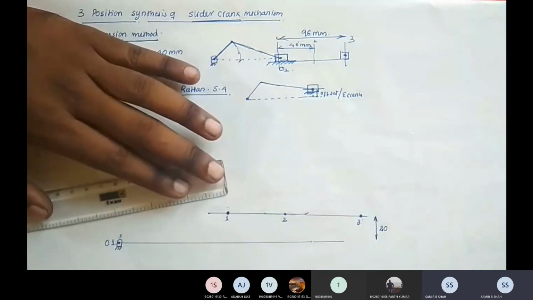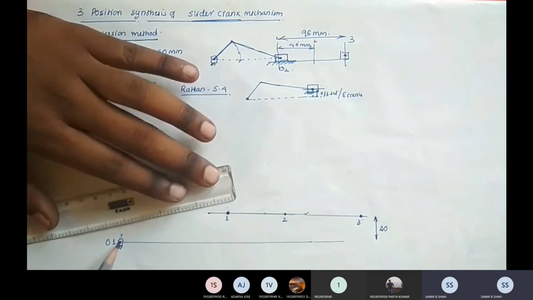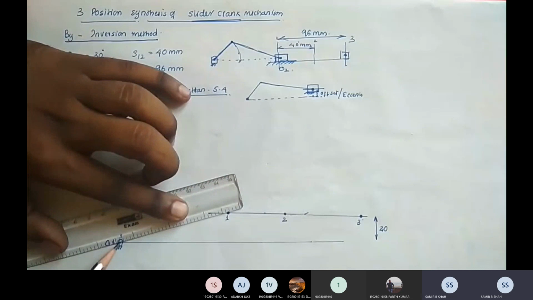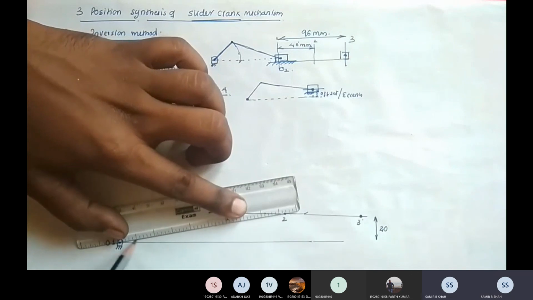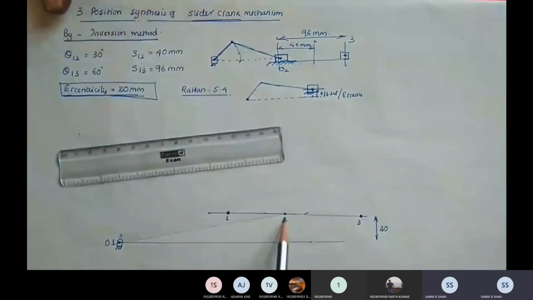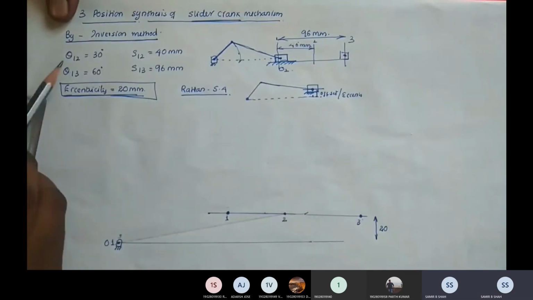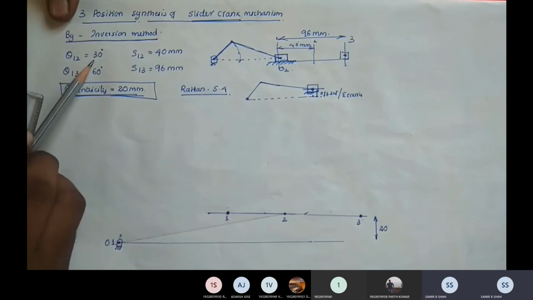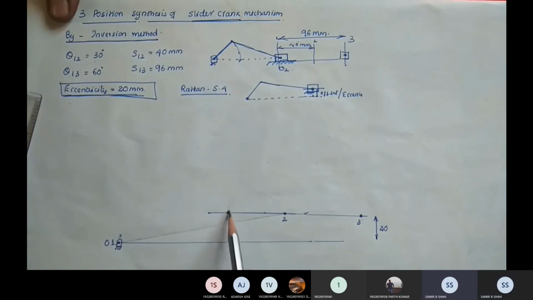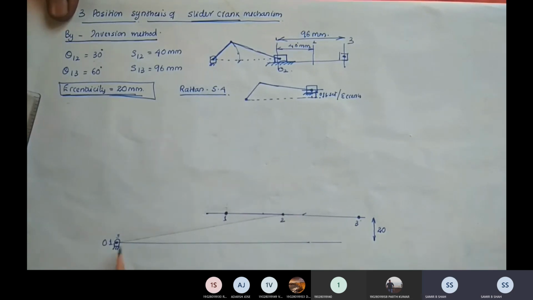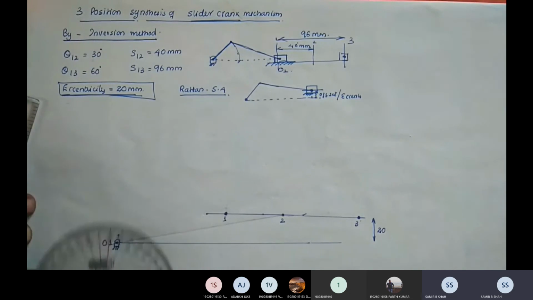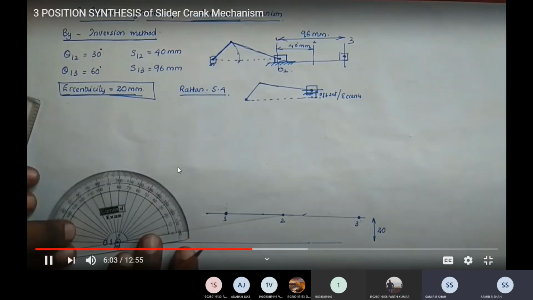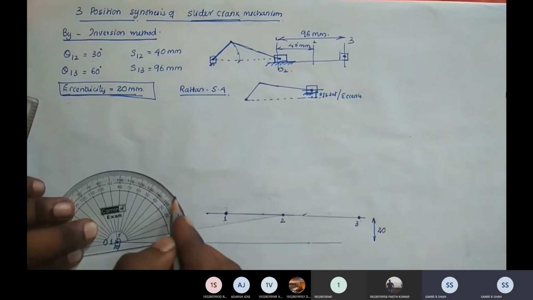Now I am going to join the second position and the fixed point. Here we know that if theta, that means the input angle, displaces 30 degrees, the slider should move from here to here, that means the 40 mark. For that, I am rotating this entire line O1 to 2 by 30 degrees in anti-clockwise manner, similar to the forward mechanism from the previous lecture.